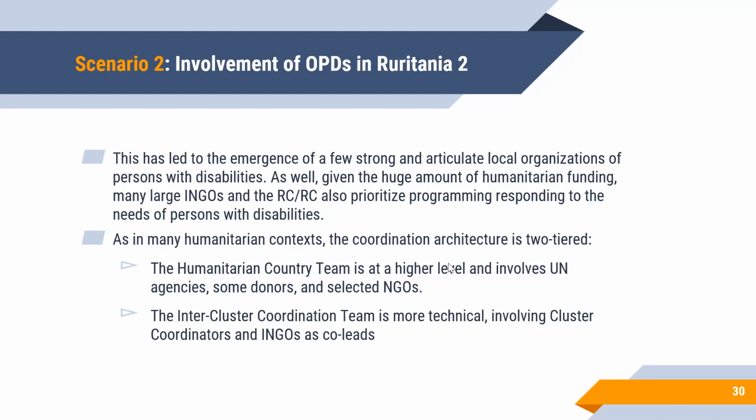As in many humanitarian contexts, the coordination architecture is two-tiered. There's two layers. One, we have the humanitarian country team as a higher level, involving UN agencies, some donors, and selected NGOs. And then there is an inter-cluster coordination team, which is more technical and involving cluster coordinators and NGOs as colleagues. Now, our assignment, what we would like to do is to involve persons with disabilities in this context.